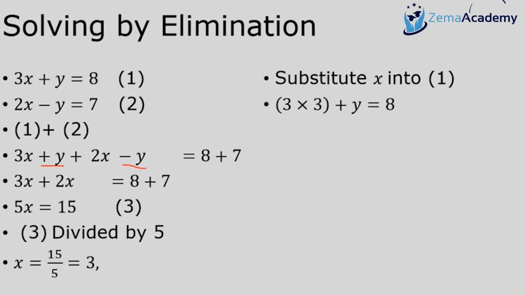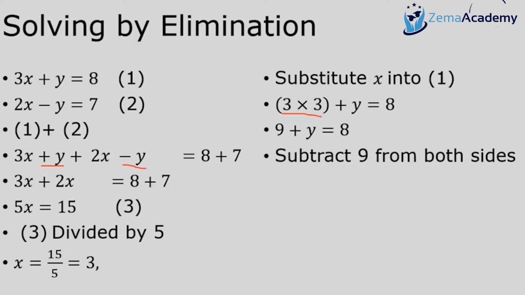So here I'm going to put 3 back into x. So now rather than having 3x plus y equals 8, I've got 3 times 3 plus y equals 8. Take that down. 9 plus y equals 8. So I subtract 9 from both sides, giving me y equals 8 minus 9, which equals minus 1. And that gives me the value for y.